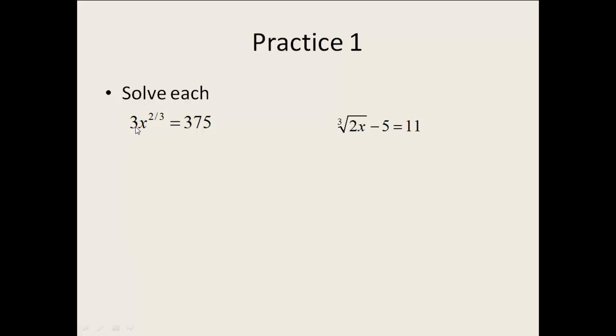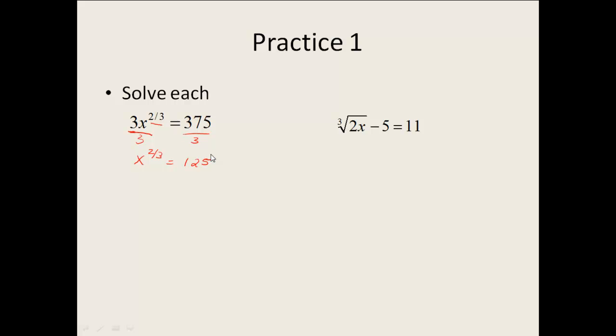On the left here, we have 3x to the 2/3 equals 375. First thing I have to do is figure out, where is my radical? And my radical is right there, the x to the 2/3. This 3 is not attached to my radical. In order to be attached to the radical, there would have had to have been parentheses around the 3 and the x to show that they were a unit hooked together. So, first step is isolate my radical. I have got to divide both sides by 3 in order to get that radical completely by itself.